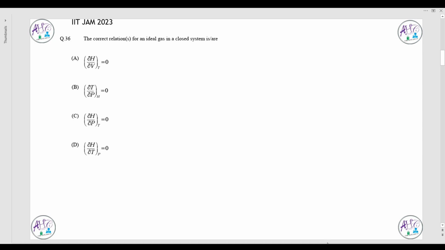இங்க என்ன கேட்டிருக்காங்கன்னா the correct relation for an ideal gas in a closed system வந்து கேட்டிருக்காங்க. ஸோ இங்கே என்னென்ன ஆப்ஷன்ஸ் கொடுத்துருக்காங்கன்னு பாருங்க. So this is basically your MSQ question. Okay, this is your MSQ question.